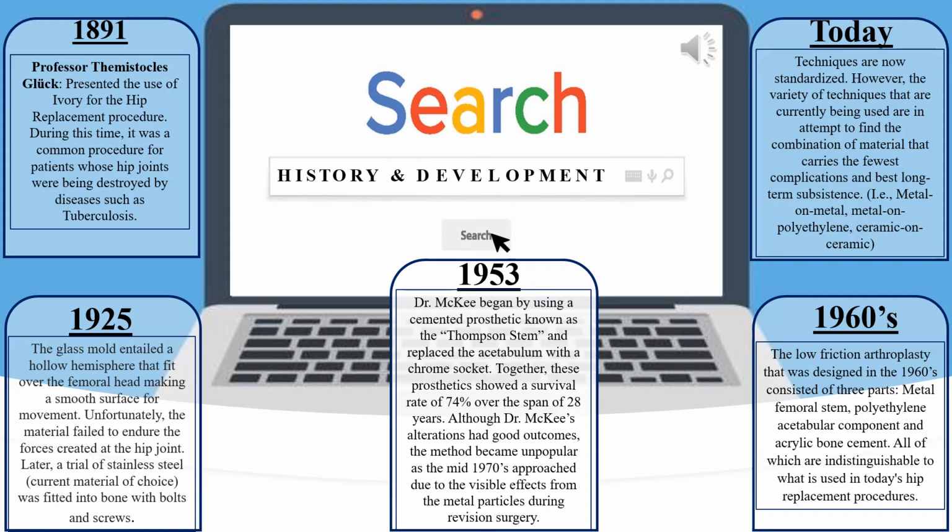So jumping a little more in depth to those dates that we just discussed, back in 1891, if you remember, Dr. Gluck, who was the first one to attempt a hip replacement, presented the use of ivory for the hip replacement procedure. During this time, it was a common procedure for patients whose hip joints were being destroyed by diseases such as tuberculosis.